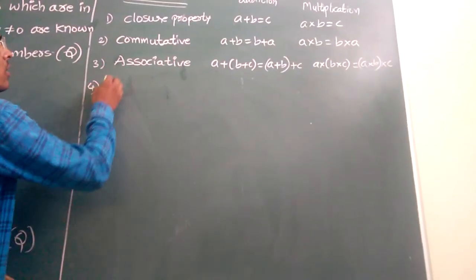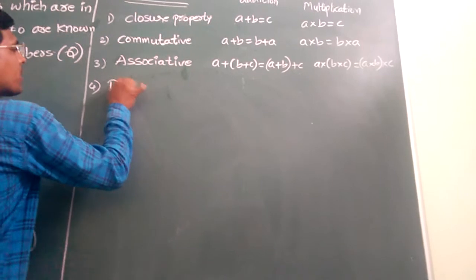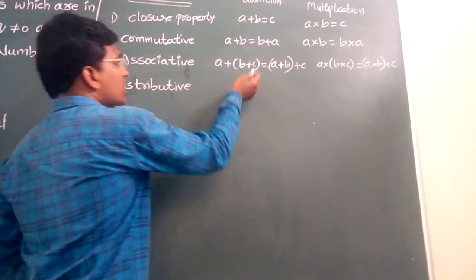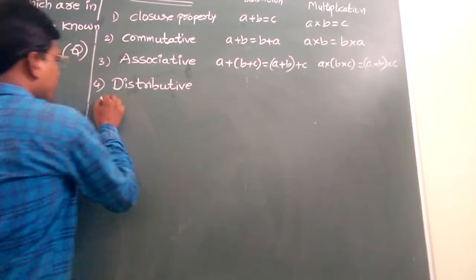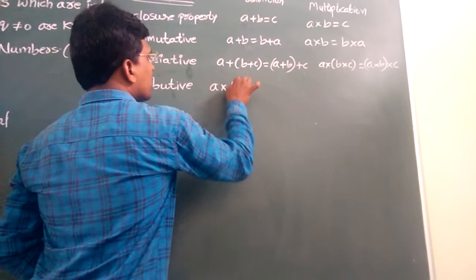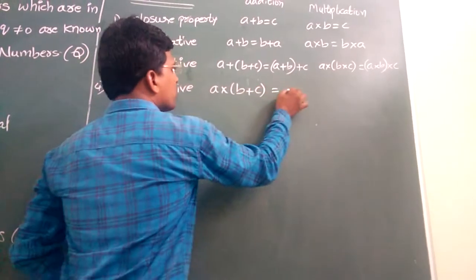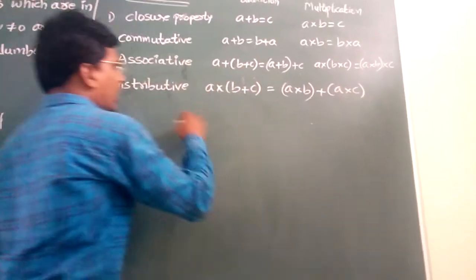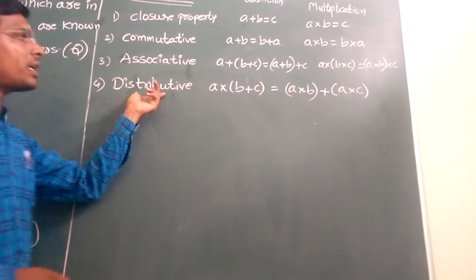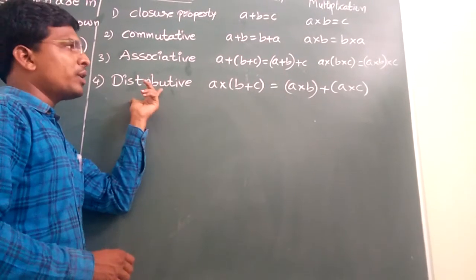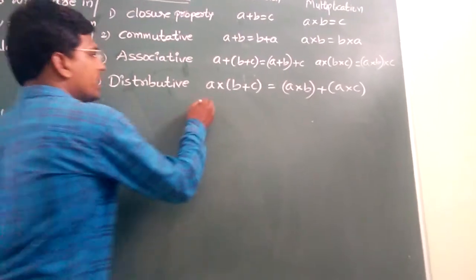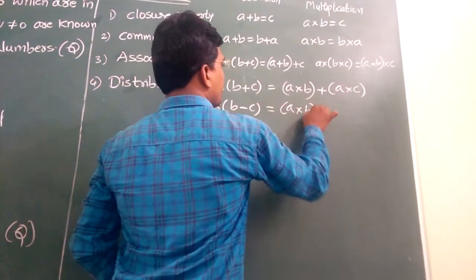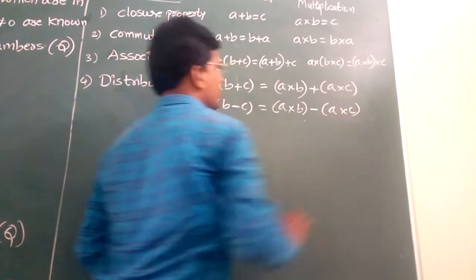Next, distributive property. So distributive property under addition over multiplication: a into b plus c is equal to a into b plus a into c. And you can take one more property, distributive property under addition over multiplication: a into b minus c is equal to a into b minus a into c.